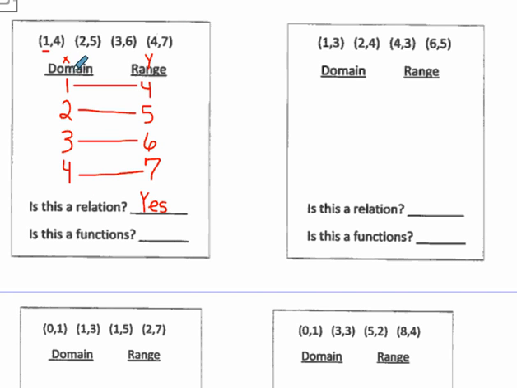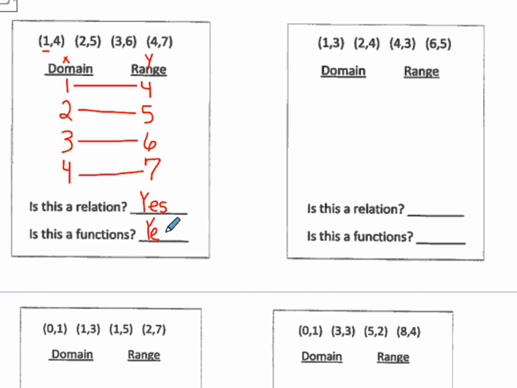So now, is this a relation, is the question I have here. The answer to this is yes. It's always yes, because remember that any set of ordered pairs is a relation. And here I have a set of 4 ordered pairs, so they are definitely a relation. But is this a function? Well, let's see about our test. We talked about that each domain value is paired with exactly one range value.